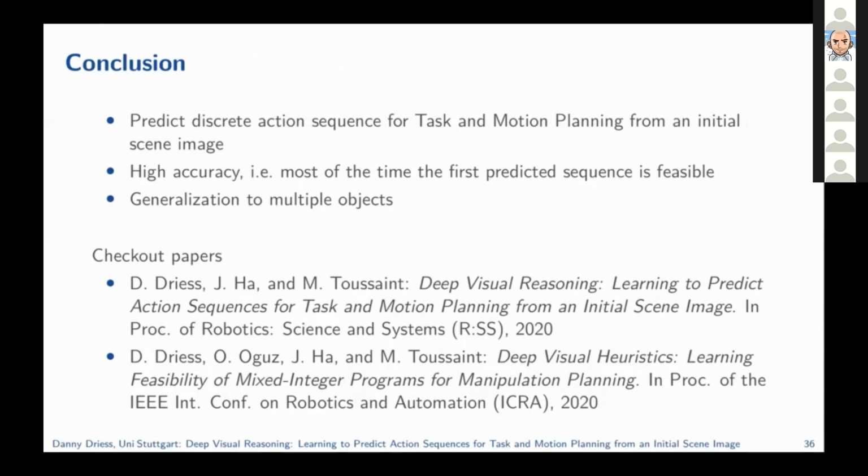An important assumption and therefore limitation of this work is that the initial scene image has to contain all relevant information, which means that there should be no total occlusions or other ambiguities. If you're interested in more details, check out the full paper, which just got accepted for RSS this year. Thank you.